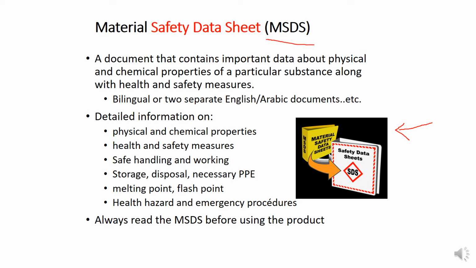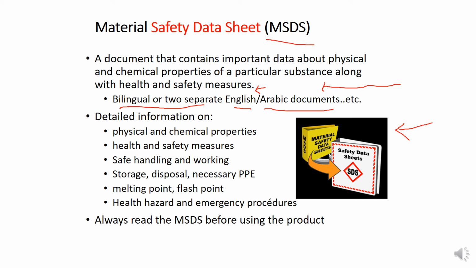This document usually comes in two or three languages. For example, it's bilingual, or sometimes separate in English. Our national language is Arabic, so any product that comes into Oman, UAE, or Saudi Arabia will definitely have one document in Arabic and the second in English. If the country is French, then one will be in French and one in English. So usually one is English and the second is the national language of that country.